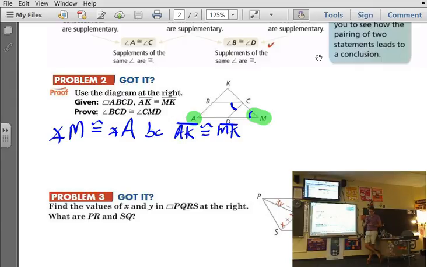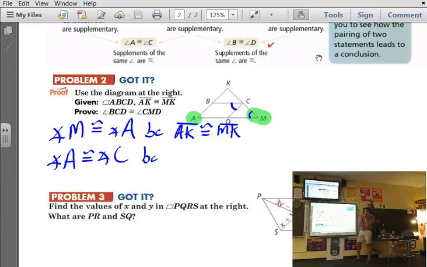So then, next thing we do, Caleb? Well, since you know that the opposite angles of a parallelogram are congruent, you can tell that A is congruent to C, therefore making C congruent to M. So we're going to say A is congruent to C, so M is congruent to C, because they're both supplementary to D.